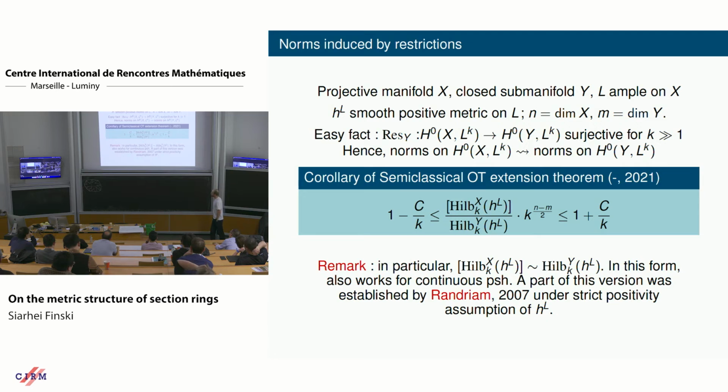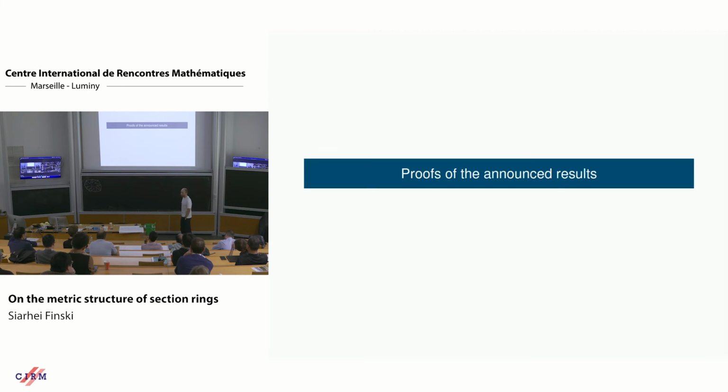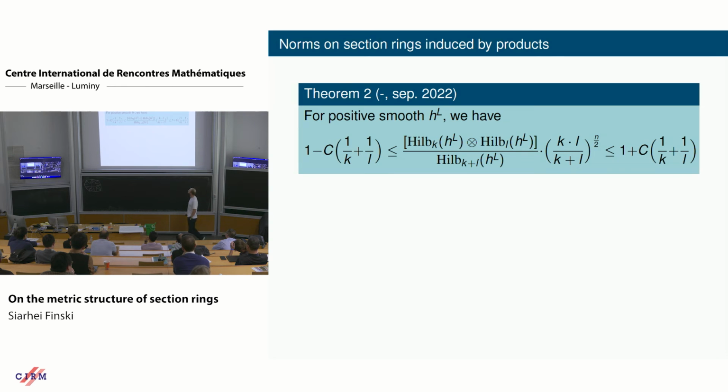And in this work, the theorem works also for continuous and PSH metrics, so we do not necessarily assume that the metrics are smooth or positive. And in this particular case, the upper bound was obtained previously by Randriambololona under a stricter positivity assumption on the line bundle. So okay, right now I will say a few words about the proofs of those results.